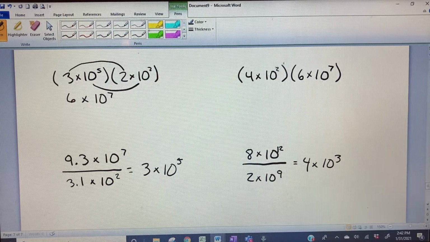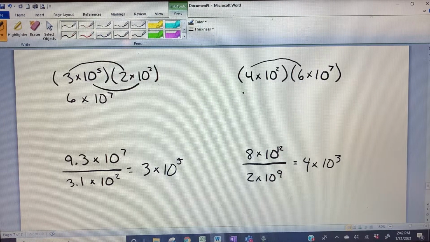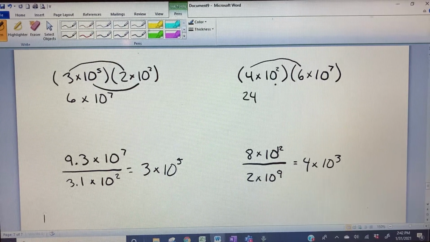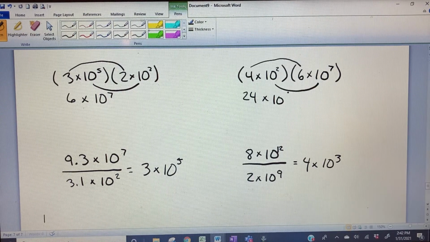Now I saved this one for last because I've got an extra twist on this one. We're multiplying our regular numbers together. 6 times 4 is 24. And we're going to multiply 10 to the 2nd times 10 to the 7th. So keep your base, add your exponents, 9.